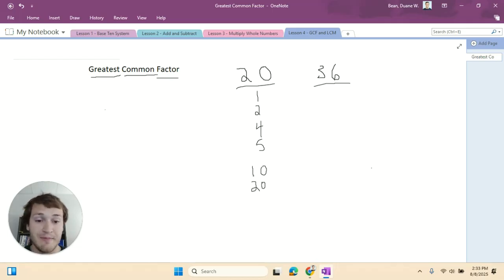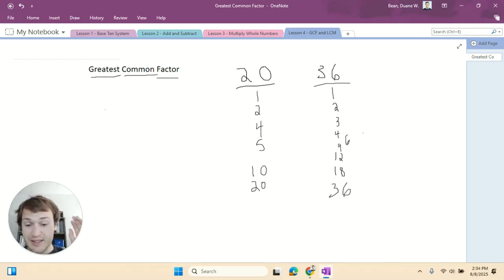Now, let's look at 36. The first one is always 1 and 36. 2 goes into 36, so that's 2 times 18. 3 goes into 36 12 times. 4 and 9. And then 5 does not go into 36. 6 does. So 6 times 6 is 36. Since our last factors were 6 and 6, which are literally the same number, there are no other factors of 36. If we keep counting up, we'll just reach the ones that we already have. So these are all of our factors of 36.